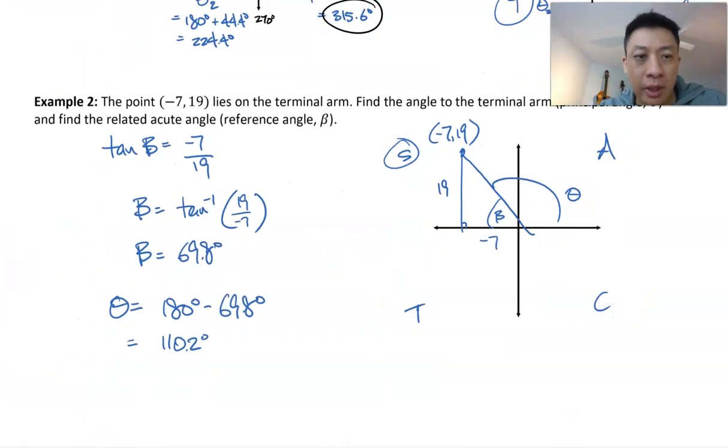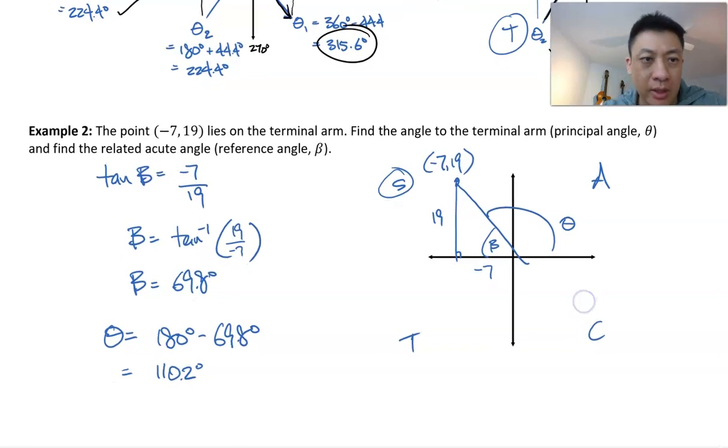What about example 2 here? Example 2. The point (-7, 19) lies on the terminal arm. Find the angle to the terminal arm, the principal angle, theta. That's another name for it. And find the related acute angle, which we know is the reference angle, with the beta symbol. So, okay, let's do this. If we plug in the negative 7 and 19 and graph it, that's actually going to end up in the second quadrant because there's a negative 7 on the x-axis and 19 on the y.